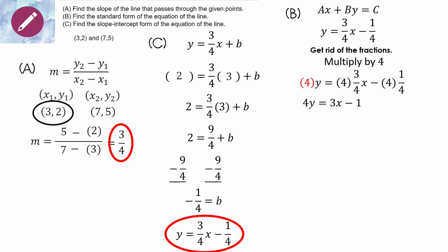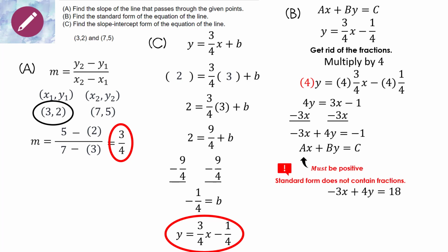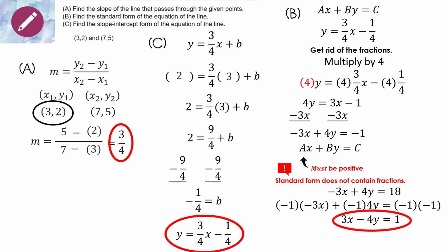We still need it to look like our standard form, so I'm going to subtract 3x from both sides. Here's the standard form. Remember, a cannot be negative, it has to be positive. And just to remind everybody, I had to multiply by 4 because standard form doesn't have fractions in it either. Now how do I get rid of a negative 3? I just multiply everything by negative 1. Negative 1 times negative 3x is 3x. Negative 1 times 4y is negative 4y. And negative 1 times negative 1 is 1. And this turns out to be our standard form.